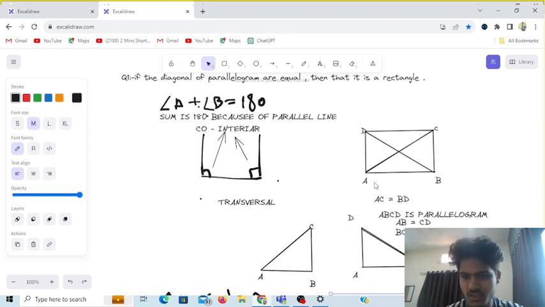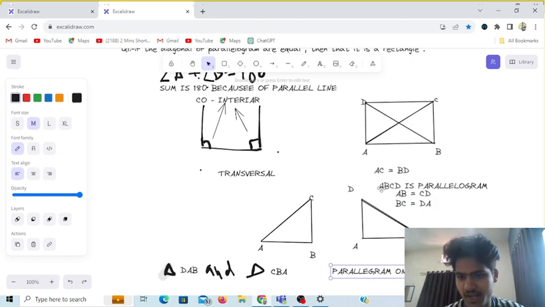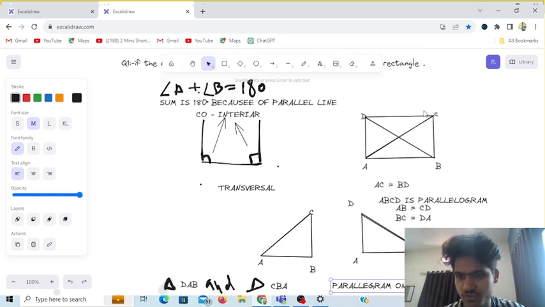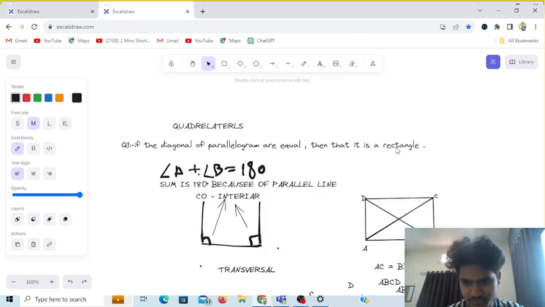So in the question, the given is that the diagonals of the parallelogram are equal. So these are the diagonals AC and BD. So AC equal to BD, and as you know, ABCD is a parallelogram, then AB equal to CD and DA equal to BC, because opposite sides of a parallelogram are equal.